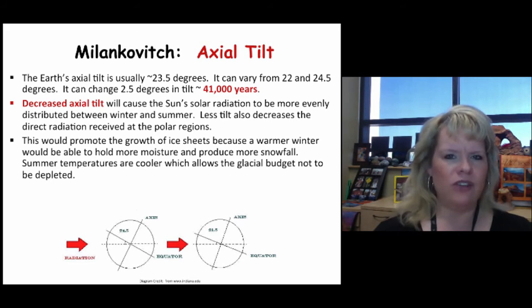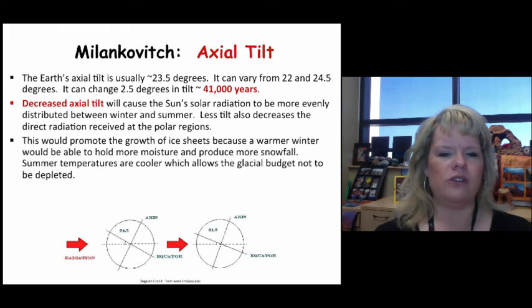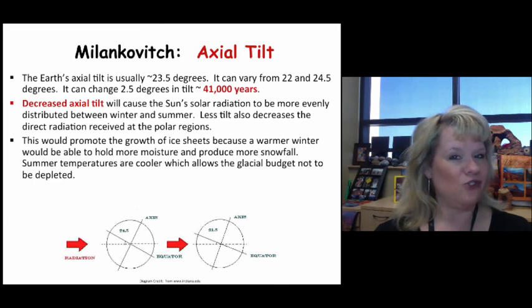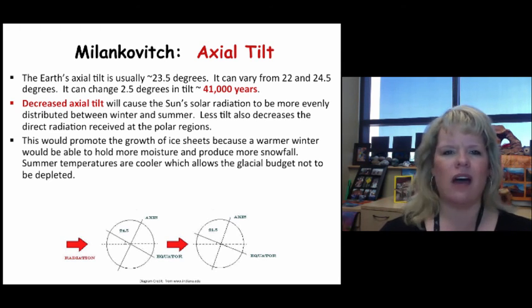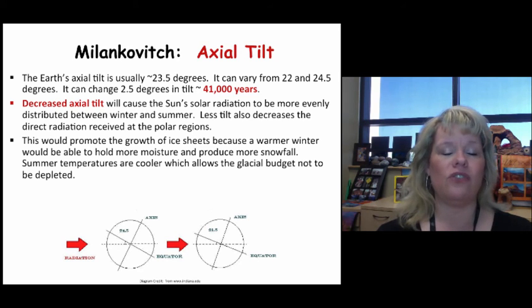So if we have decreased axial tilt, again, closer to the 22 degrees, this would promote the growth of ice sheets. And we'd have a warmer winter, but hold on to more moisture, which is important for making glaciers, right? And we would have more snowfall if we had higher moisture content, because the hydrosphere would have more ability to hold on to that moisture. So the summer temperatures are cooler and not as able to melt those glaciers. So the lower the degree of tilt, the more potential for ice age.